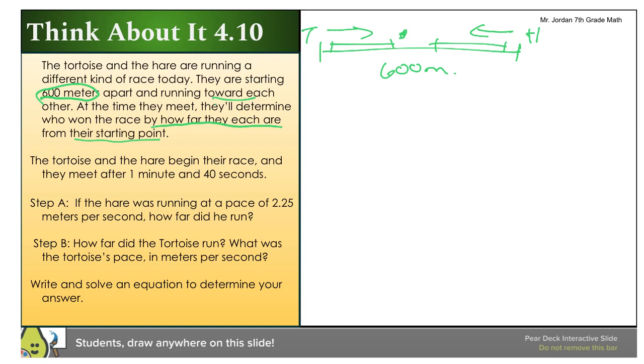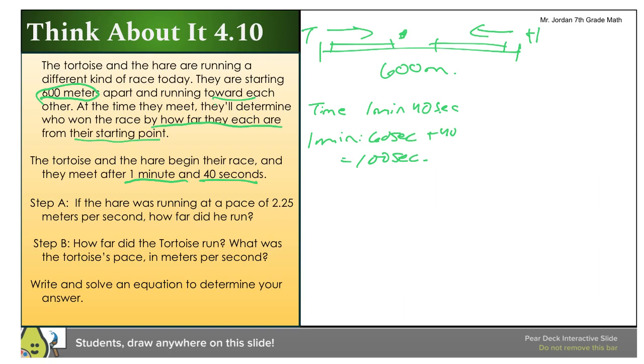The tortoise and the hare begin their race, and they meet after 1 minute and 40 seconds. So the time is 1 minute and 40 seconds. I know that 1 minute is 60 seconds. So 60 seconds plus 40, so this is going to be 100 seconds. When I'm doing math, I don't want to try to figure it out using different units, like 1 minute and 40 seconds. I want to keep it all into seconds or minutes.